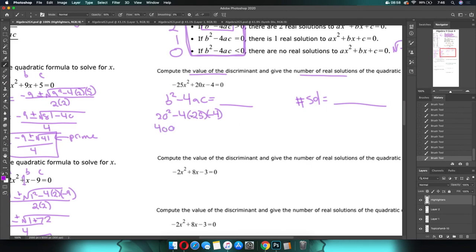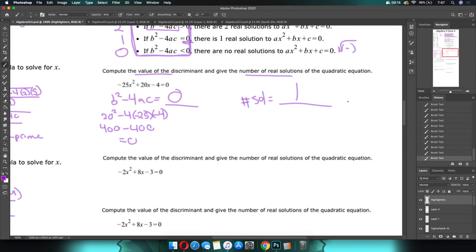400, negative times a negative is a positive, positive times a negative is a negative, 4 times 25 is 100, 100 times 4 is 400, equals 0. So that's our discriminant, and since it's 0, how many solutions are there? 1. Like, really, that's kind of it. That's all you're doing for discriminant.